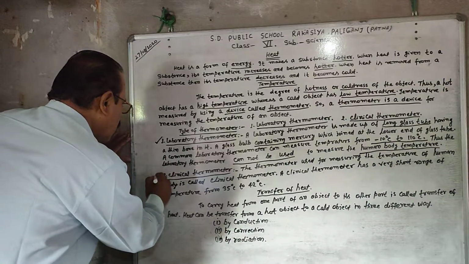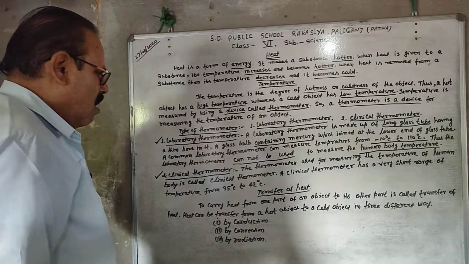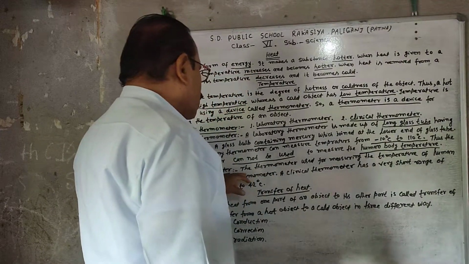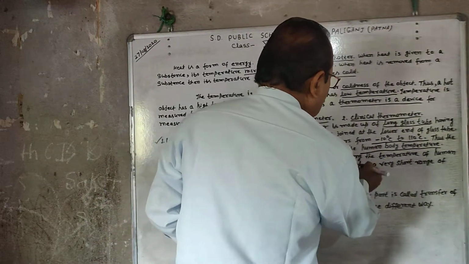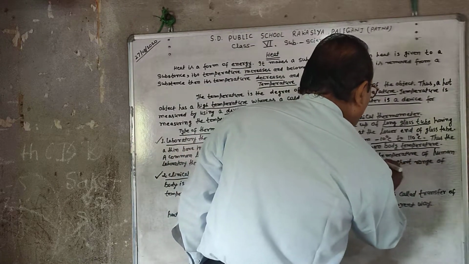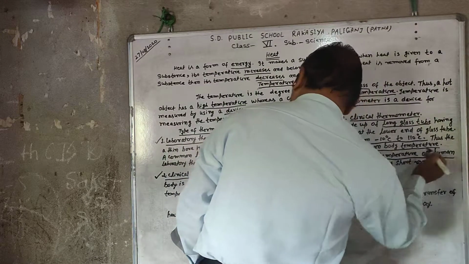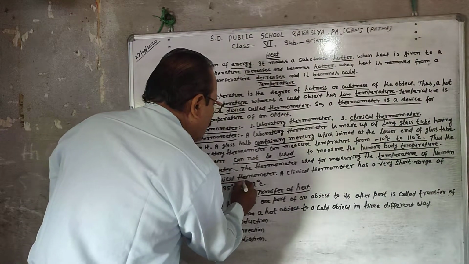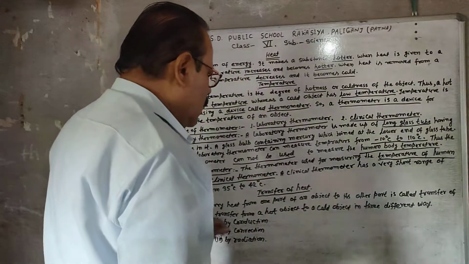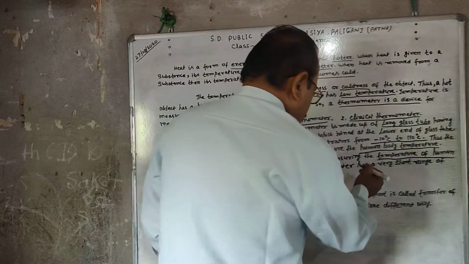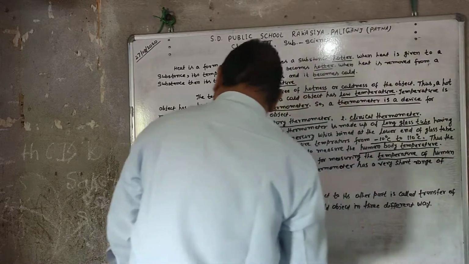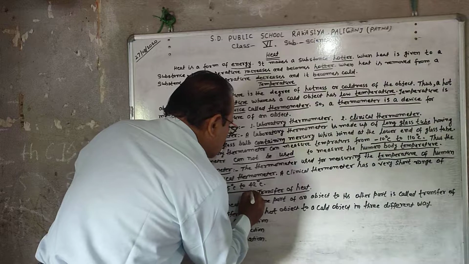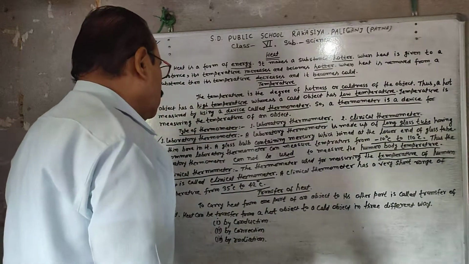Second, clinical thermometer. The thermometer used for measuring the temperature of the human body is called a clinical thermometer. A clinical thermometer has a very short range of temperature, from 35 degrees C to 42 degrees C.